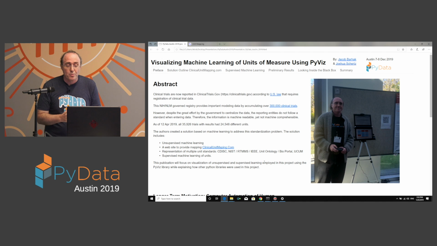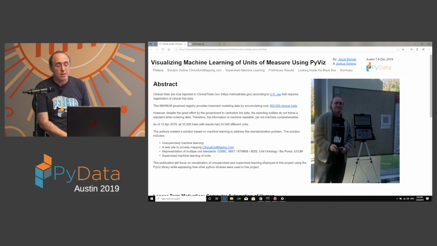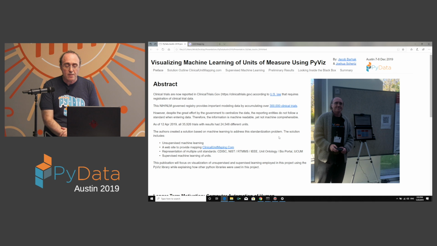I'm a computational disease modeler, and I developed a diabetes model, and this diabetes model takes a lot of information in it from multiple sources. One of the sources it's taking into is data on clinical trials. Those clinical trials are now regulated, and by law, you have to report them. There's a US law, FDA law, that requires reporting of those clinical trials.